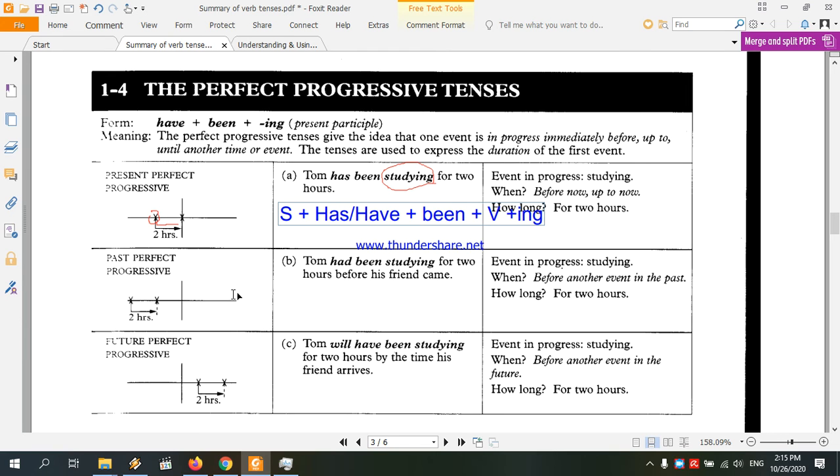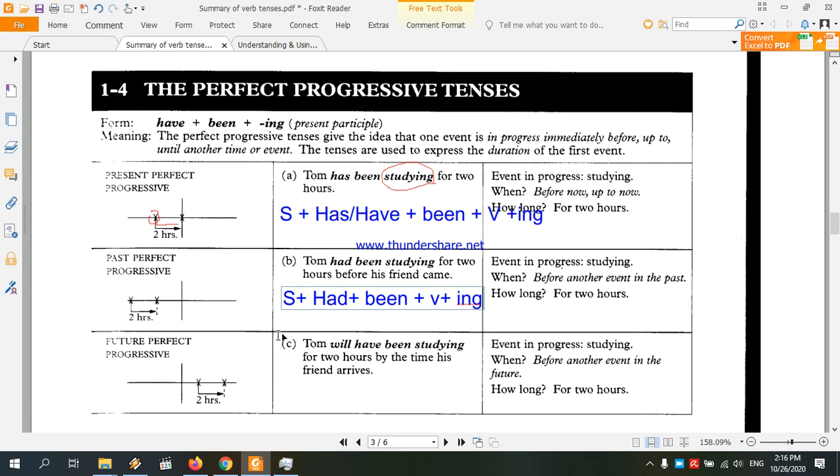So the verb study, or the action or the process of the studying, took place, and we use that tense, the past perfect progressive, to emphasize the duration of that process. Let's take a look at the form. It's subject plus had plus been plus verb plus ing.